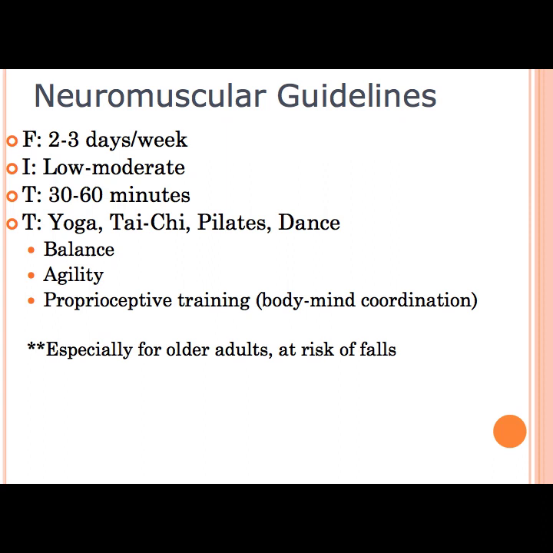The final category of exercise that the American College of Sports Medicine recommends is what we call neuromuscular exercise. And it's things that require balance and agility and trying to create this connection between the body and the mind and this coordination aspect of things. We can call that proprioceptive training. So as far as the frequency goes, we're looking at 2 to 3 days per week.